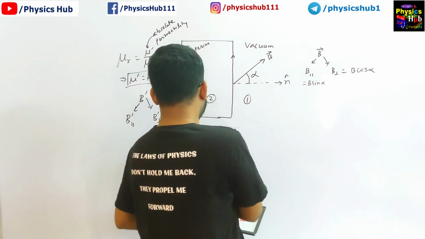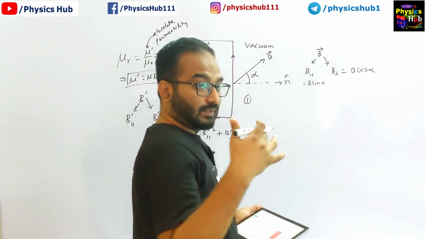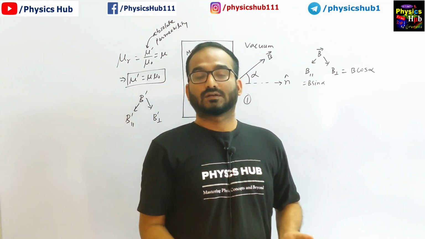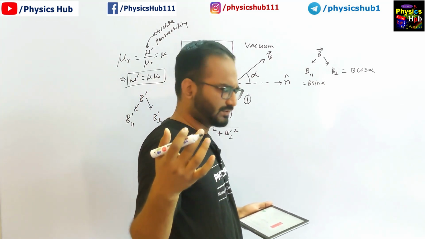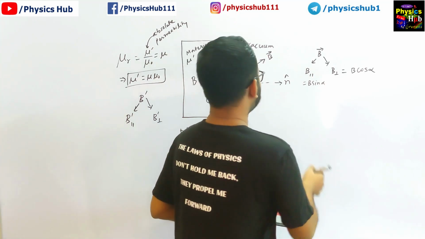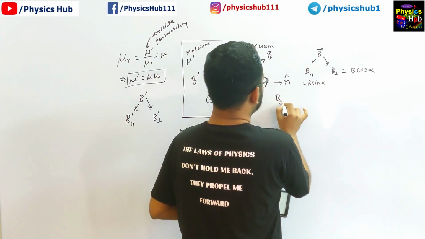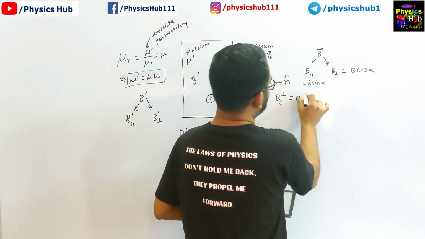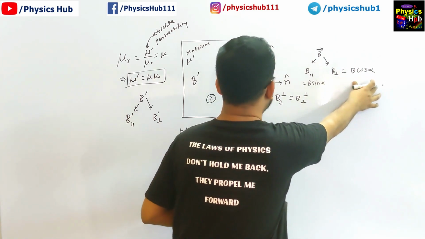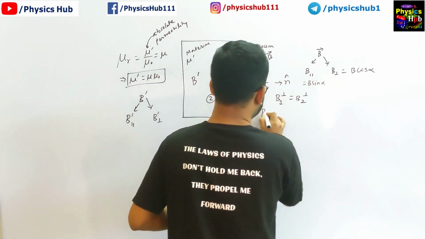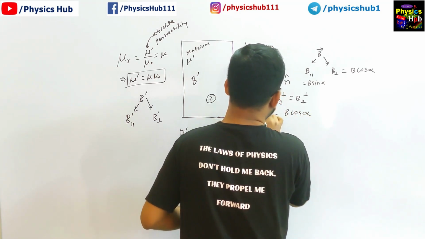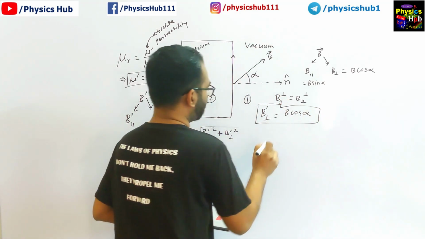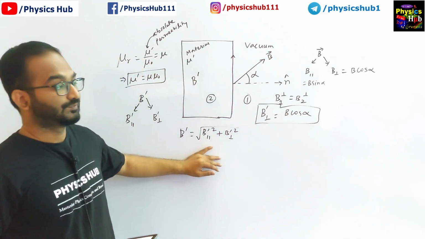So from this we know that perpendicular components are continuous in case of magnetostatic boundary condition. From magnetostatic boundary condition we get B1 perpendicular is equal to B2 perpendicular. So B1 perpendicular is B cos alpha. So B prime perpendicular is equal to B cos alpha. This is straightforward. What you need to find out more? You need to find out B parallel.